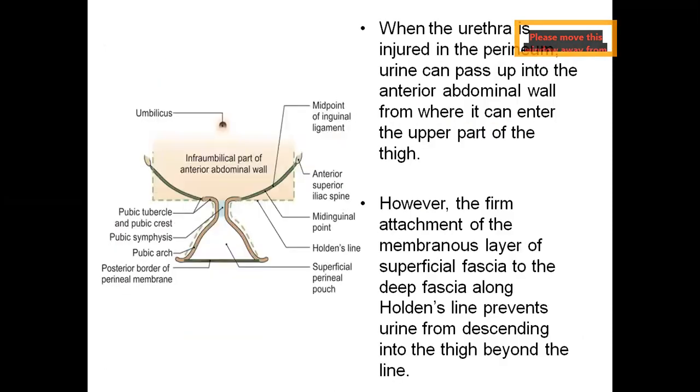Then the same point is given when the urethra is ruptured in this perineum region. The external genitalia region is nothing but the perineum. Urine can pass up into the anterior abdominal wall like this because it's a continuous passage, and it can enter the upper part of the thigh. However, this firm attachment of the membranous layer of the superficial fascia to the deep fascia along Holden's line will prevent the urine from descending down into the thigh beyond this Holden's line.